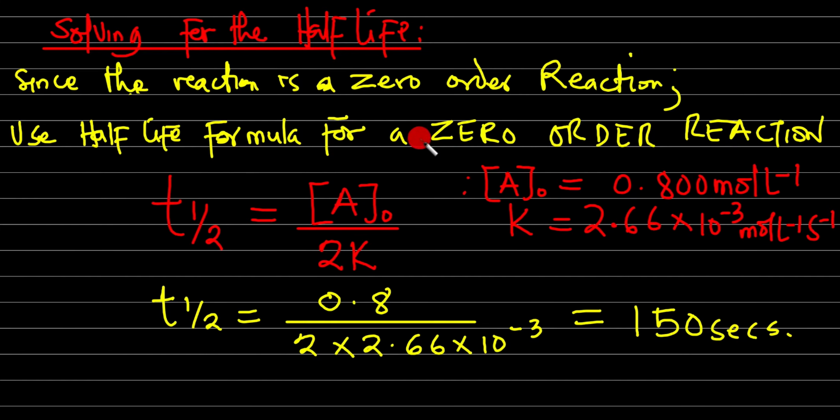Okay, so this question is a zero order reaction. The half-life for a zero order reaction is A0 all over 2K, where A naught is the initial concentration and K is the rate constant. So when you insert this here, A naught, they give us to be 0.8, the initial concentration, over 2 times K. Our K they give us to be 2.66 times 10 to the power minus 3. If you insert it here, you get your answer to be 150 seconds. So that is how we got the half-life for that particular question.